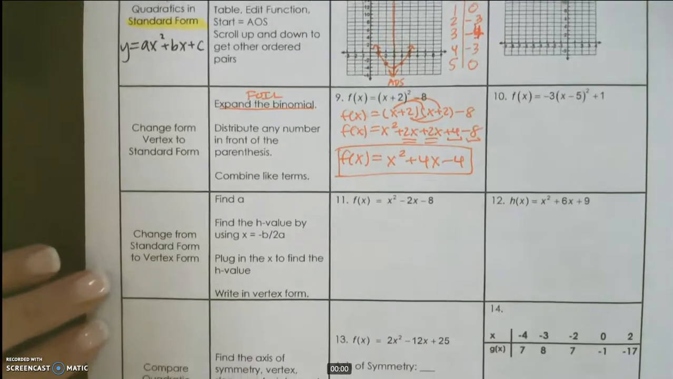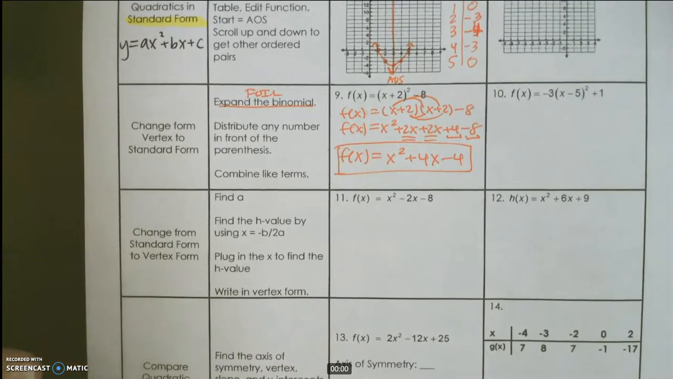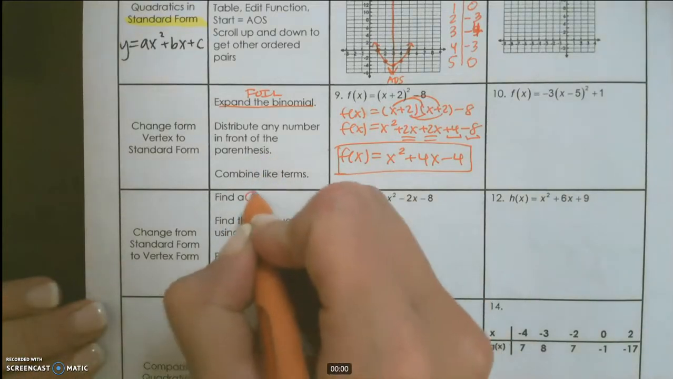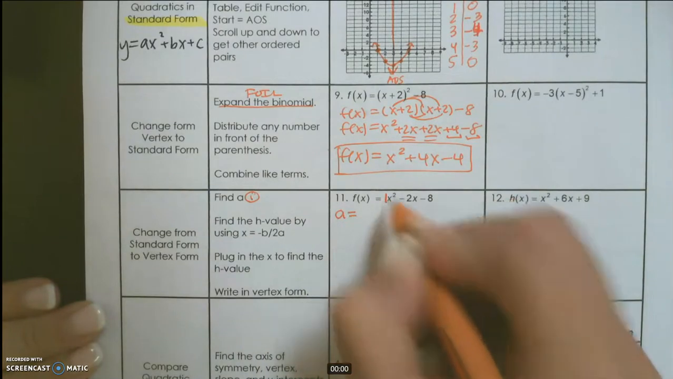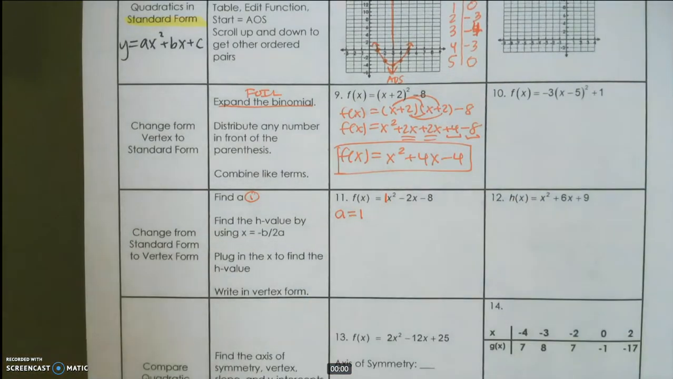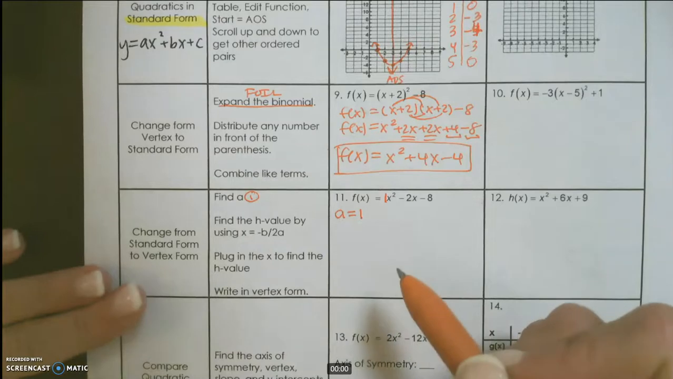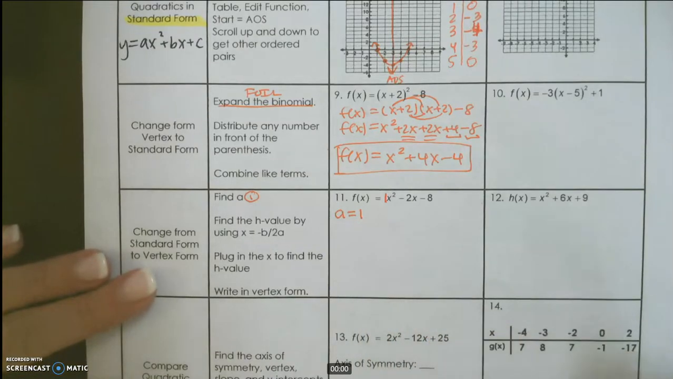Then we can talk about converting from standard form to vertex form. First thing that we're going to do is identify a. So in this case, a is equal to 1. Remember, a is always going to be the leading coefficient in any form, whether it's vertex or standard. Then we're going to find h, by using the formula for finding the axis of symmetry, which is going to lead us to our vertex.